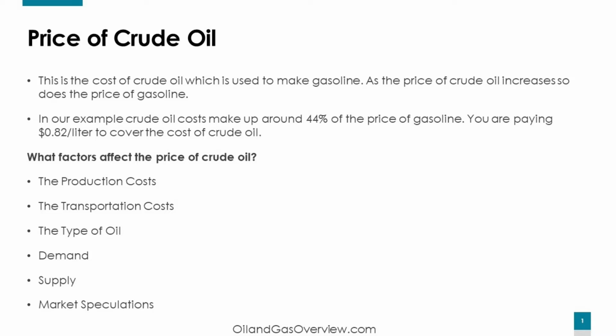Then the third factor is the type of oil. Lighter oils like WTI and Brent are more expensive because you can make more gasoline from them than from heavier crude oils. Then we have demand, and this is how much oil is being used by the economy. And then there is supply, and that's how much oil is actually available.